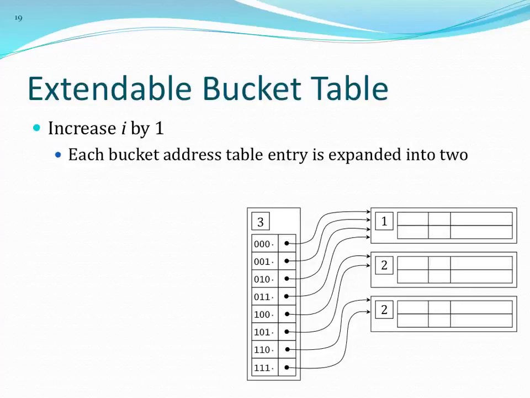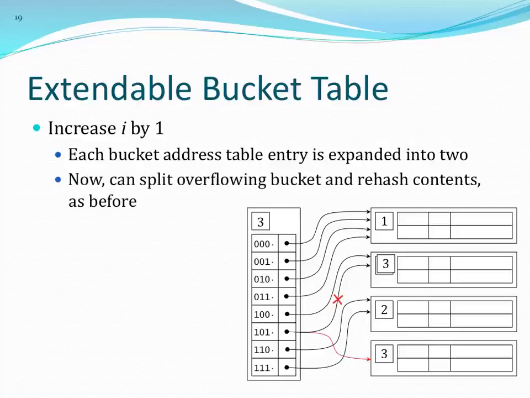And when we do this, now it's just like the previous situation where we can just split a bucket without having to do anything additional to the bucket address table. So we increment I by 1. And we can split the bucket just like we did before. Okay? Any questions about this?